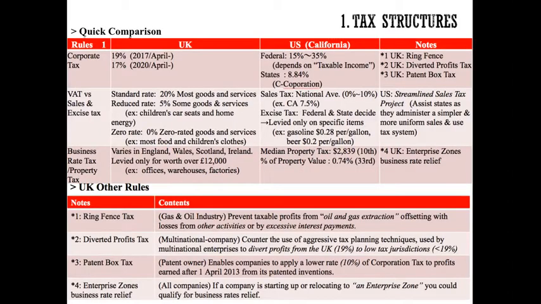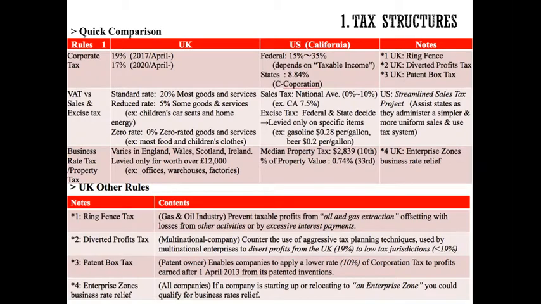Let's take a look at the tax structure. These three areas are the primary tax obligations for a profit organization, and this is a quick comparison to the US. Because the corporate tax rate is lower in the UK, some US companies establish their businesses in the UK for tax saving purposes.